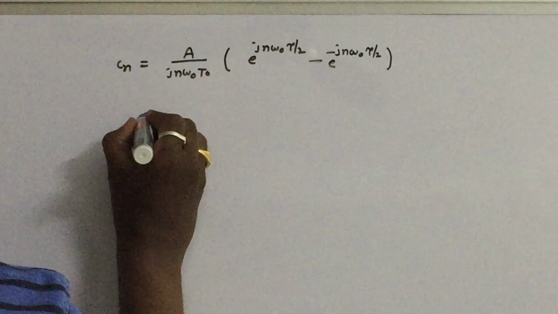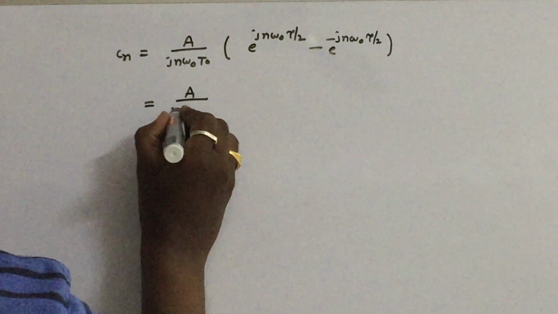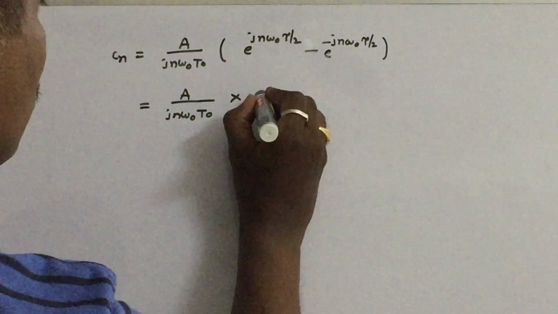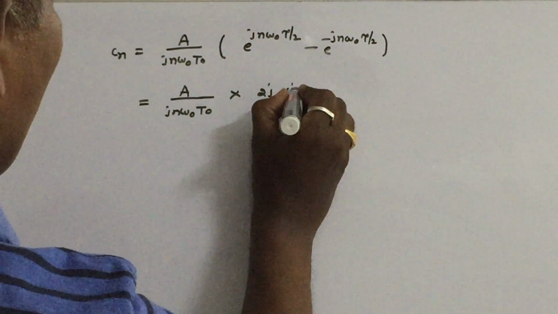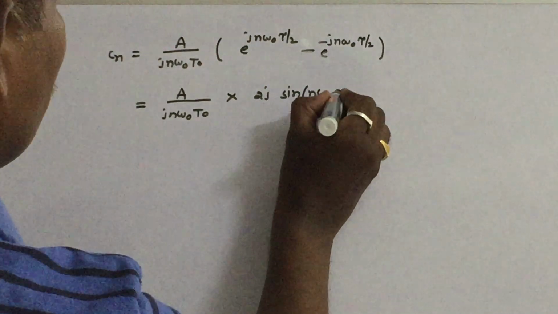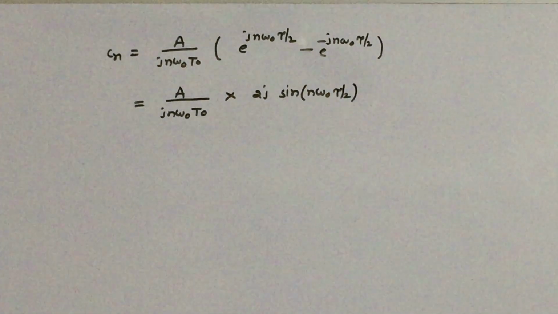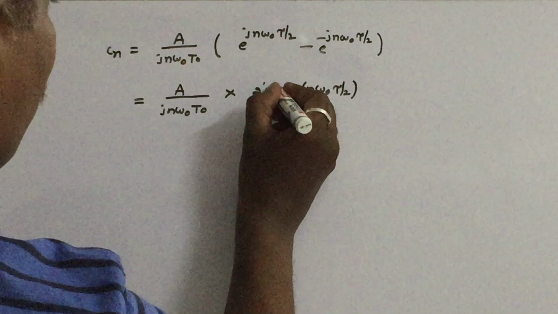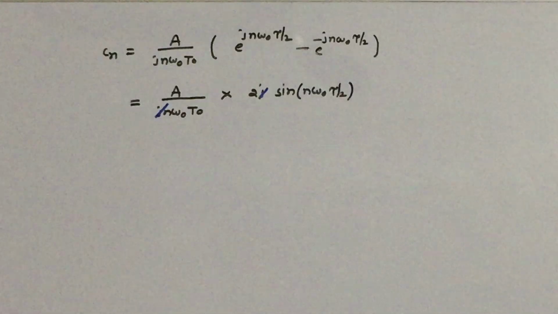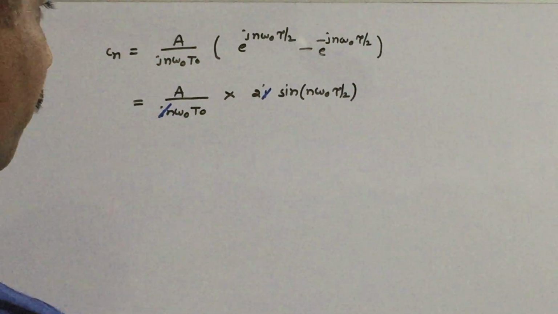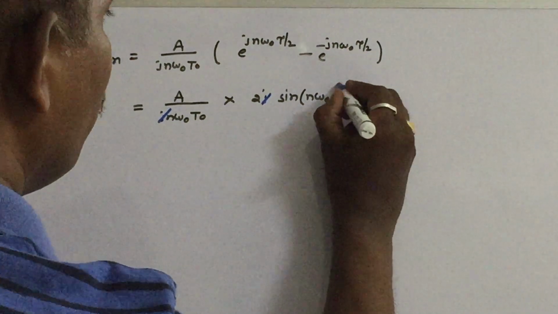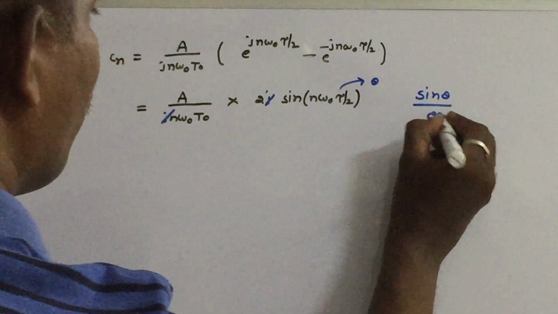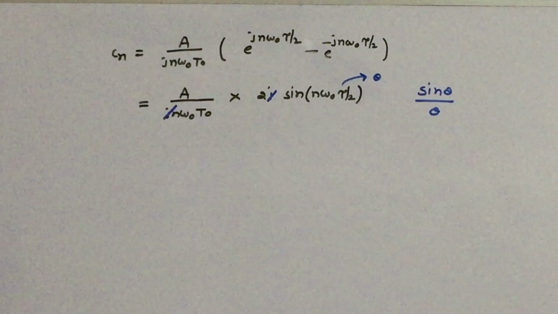So what is the answer of this? A by j n omega naught T naught into what is the answer of this? 2j sine of n omega 0 tau by 2. So you can see that j gets cancelled out. Convert this formula into, let us call this as theta, sine theta by theta format. So let us do that.